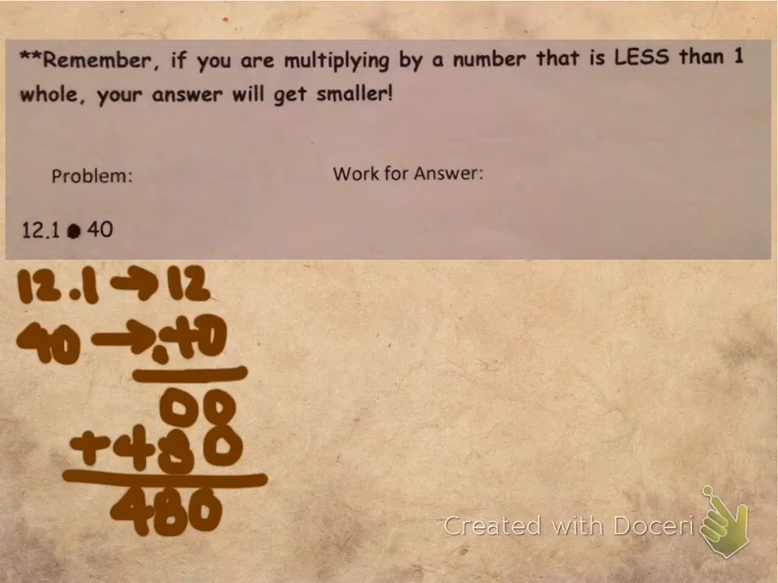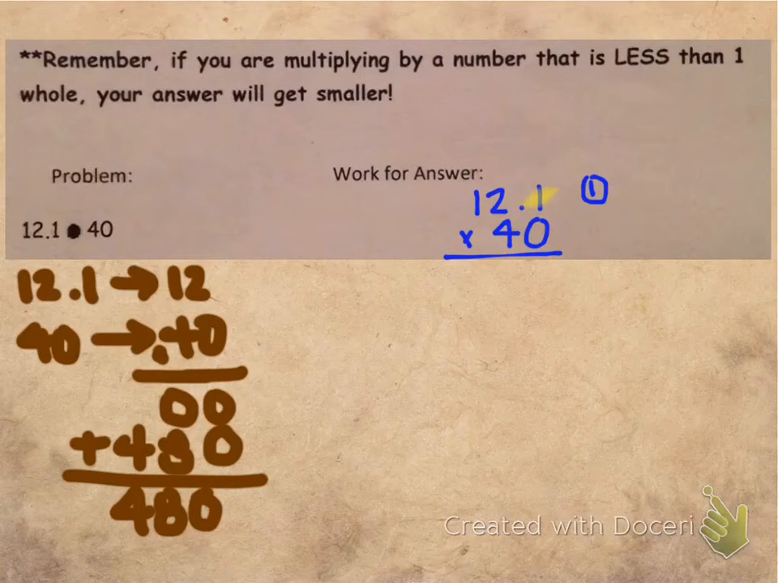So now we work for our answer. This is where we're going to set up the problem. Here we have 12.1 times 40. Now it says to line up the numbers. We're going to line up the numbers to the right of the problem. So you always want to put the number with the most digits up top. Not the biggest number, the number with the most digits. Then step 3 says count how many numbers are to the right of the decimal or behind the decimal. This right here is the only number to the right of the decimal, so we have 1. So we put a 1 to the side and we circle it.